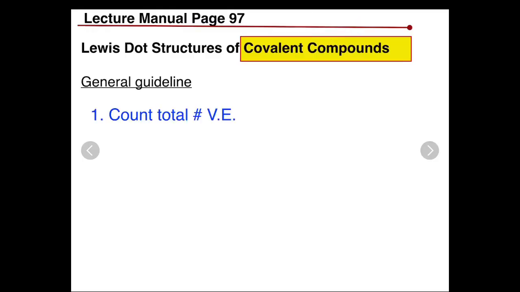Okay, so the general guideline to draw the Lewis dot structure for covalent compounds or molecular compounds is that we are going to count the total number of valence electrons. Again, remember when we talk about Lewis structure, we are focusing on only the valence electrons. So we're going to have to count the total, including the valence electrons of all atoms within the compound. Okay, so add them all up together.